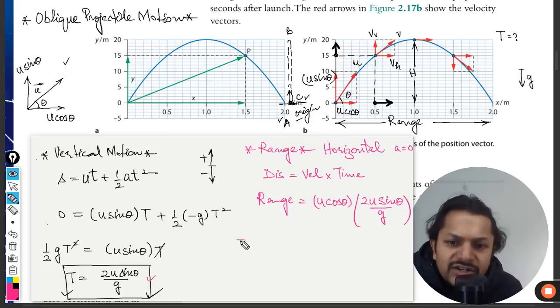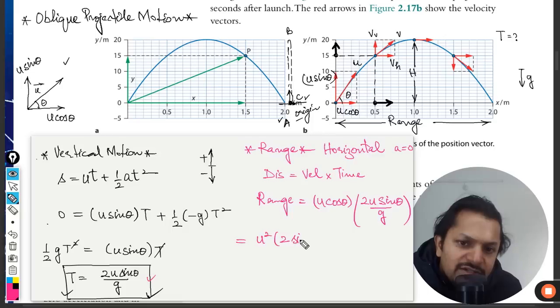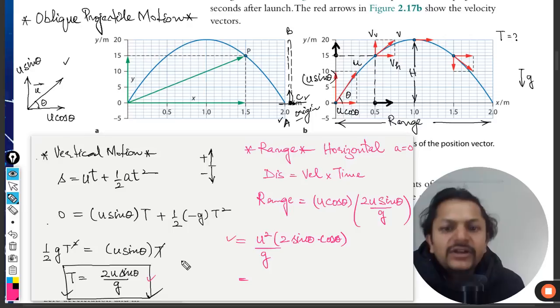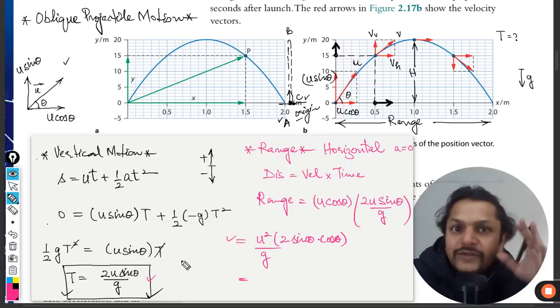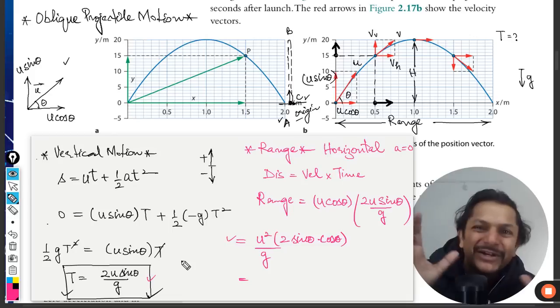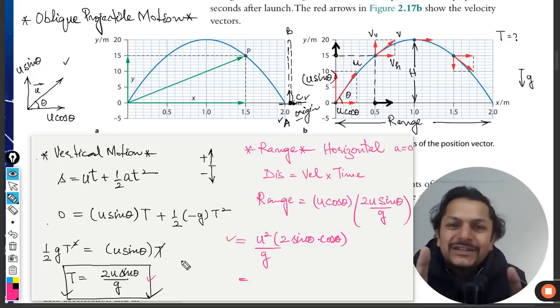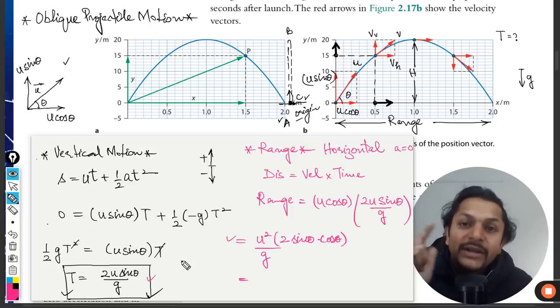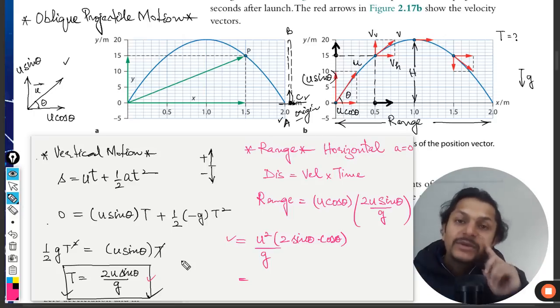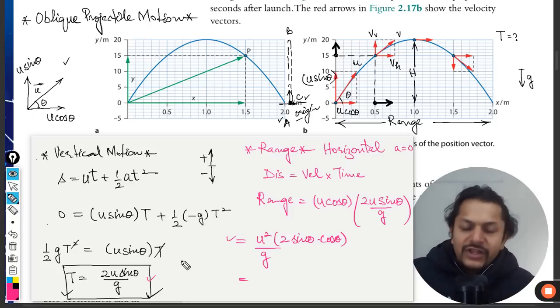So you can just remember it. There will be many ways, like u square twice of sine theta cos theta divided by g. You can remember the range like this also. I remember the formula like this because otherwise it becomes confusing for me. So this is the formulation that I remember. But anyways, there is another formulation that will be written in your books.